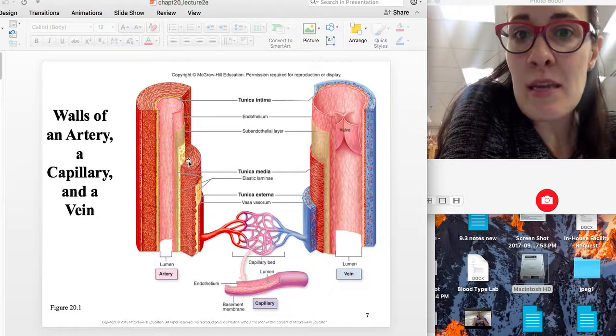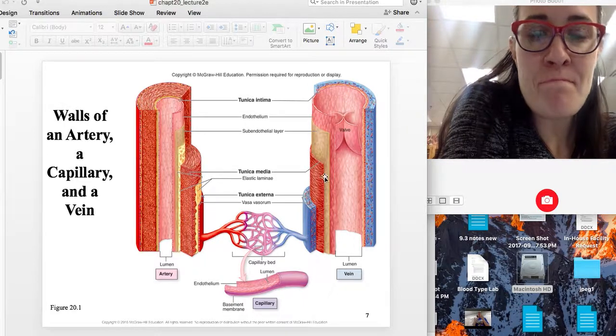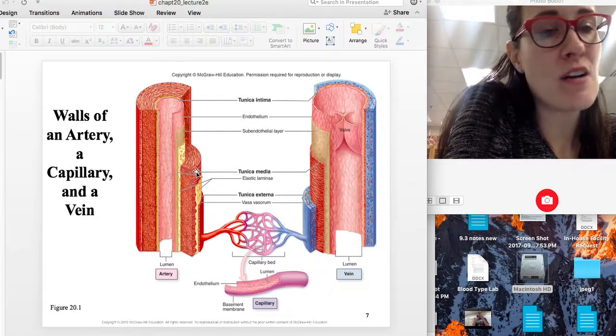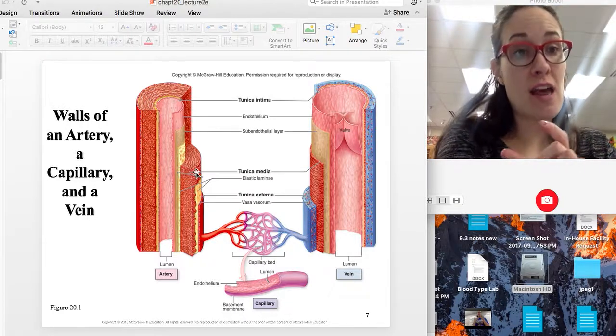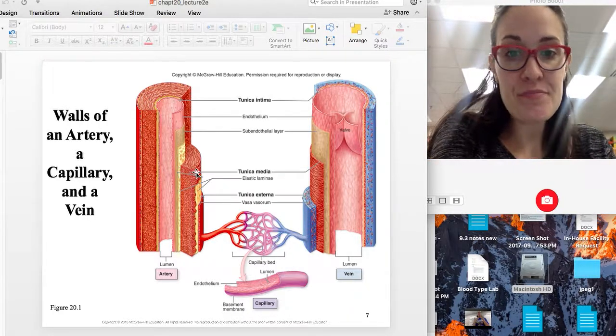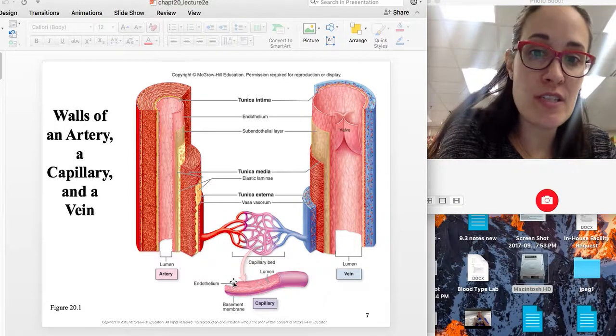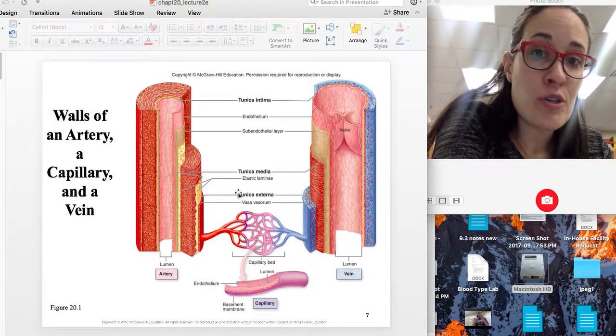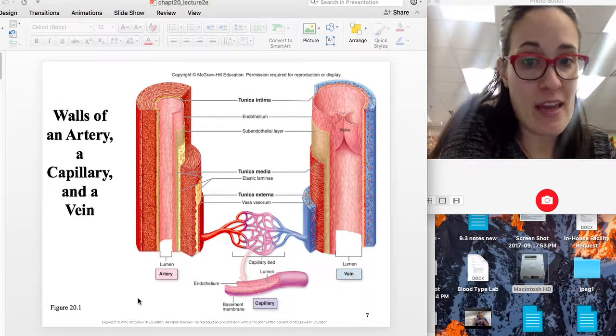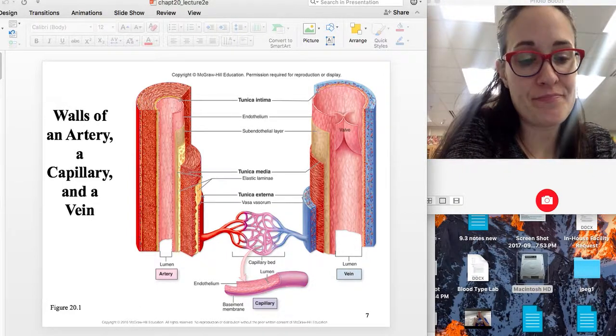You can also look at the media layer right here between the artery and a vein, and you can see that the artery's tunica media is a lot thicker. And then we can also look at the capillary. Notice there's just the inner lining, just the tunica intima in the capillary walls. There's no muscle.